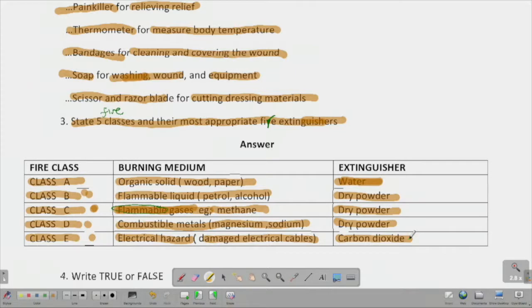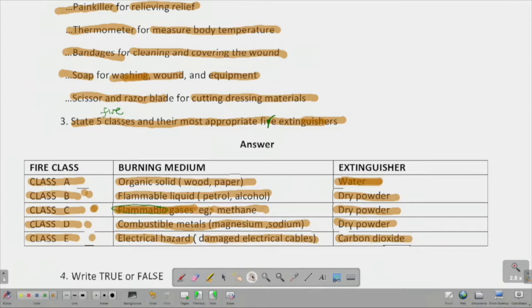And how can you extinguish it? You can immediately extinguish it by using carbon dioxide. We have mainly gases known as oxygen, carbon dioxide, right? So you can extinguish this class E fire by using carbon dioxide.